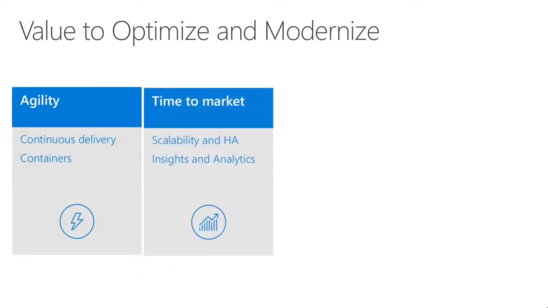Well, I think there's two big categories of why we're doing this. The first being really, how can you accelerate the things that you're doing? How can you speed things up? How can you make changes faster? And it fits into two categories. One is agility, and one is time to market.